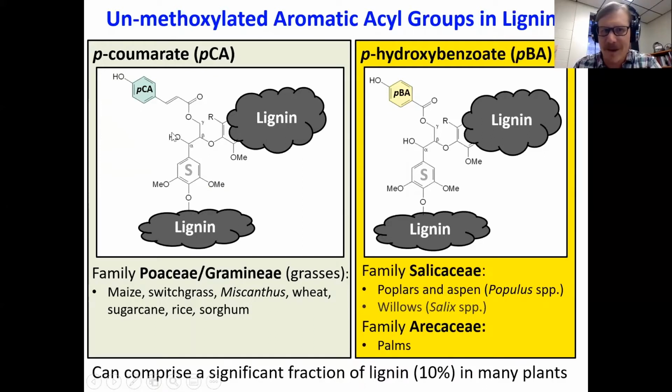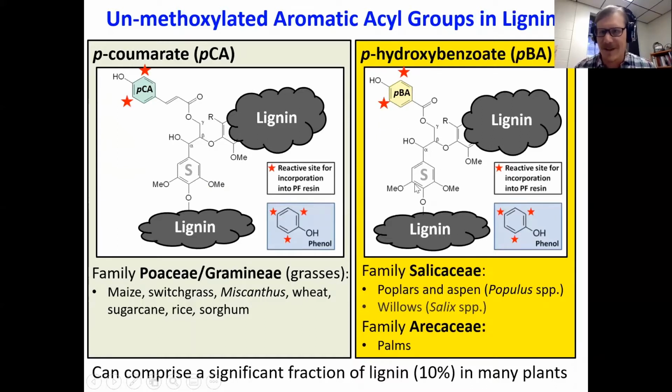You can contrast that with these pendant groups in grasses. That would be this parahydroxy or paracoumaric acid, and in some types of woods and palms, you have acylated parahydroxybenzoate. And so both of these groups have 2 sites where they can be incorporated into PF resins. And that's one of the things that we want to exploit for this project, which is basically to characterize the fate of paracoumarate in grasses, follow that through pretreatment, understand its behavior during pretreatment, and then also under recovery. So that's basically what we want to do with this work.